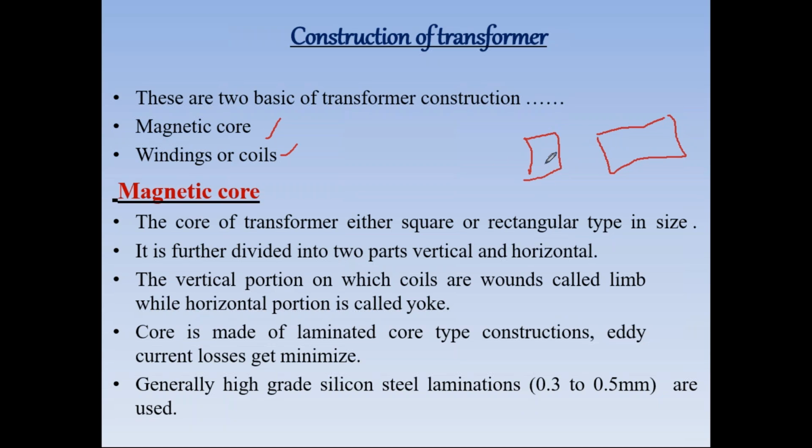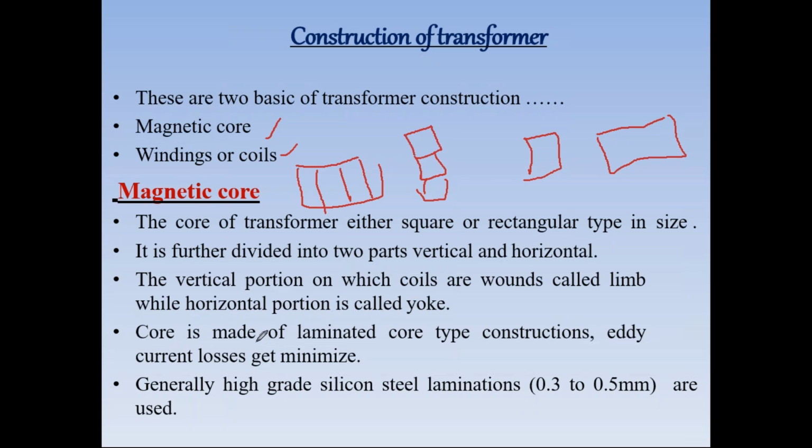The square shape we can use for the core type transformer, and the rectangular shape we can use for the shell type transformer. It is further divided into two parts, vertical and horizontal. Vertical, if you are using the core for three phase, you can mention it like this. This is the vertical shape. If you are using the shell type transformer, it is in the form of a horizontal shape. The vertical portion on which the coils are wound is called the limb, while the horizontal portion is called the yoke. So this is the difference.